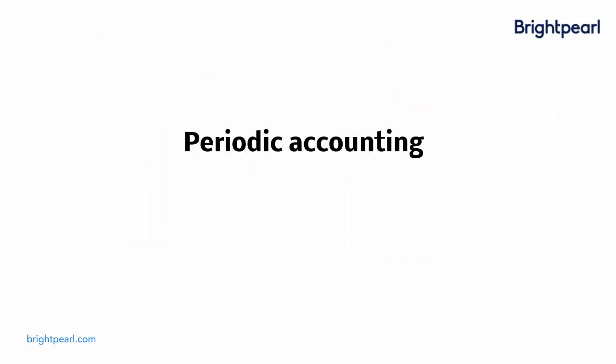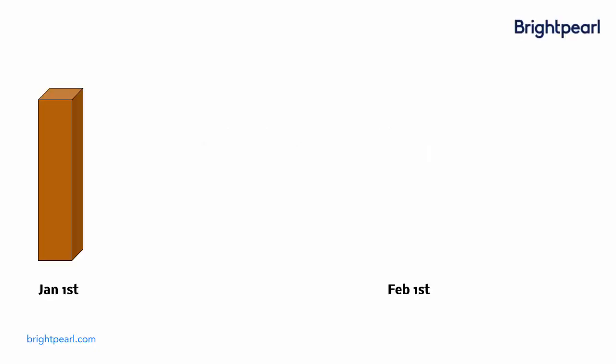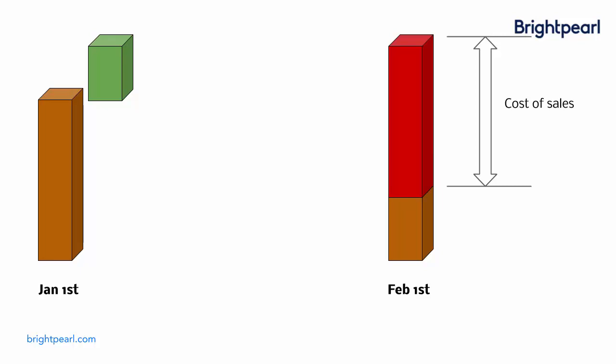The other method, called periodic accounting, is to figure out the total change to your inventory levels each month rather than doing it for every sale. The month's opening inventory value, plus any purchases you've made, less the month's closing inventory value, will be the total cost of goods sold in that month. The period you choose doesn't have to be a month, but that's the most common approach.